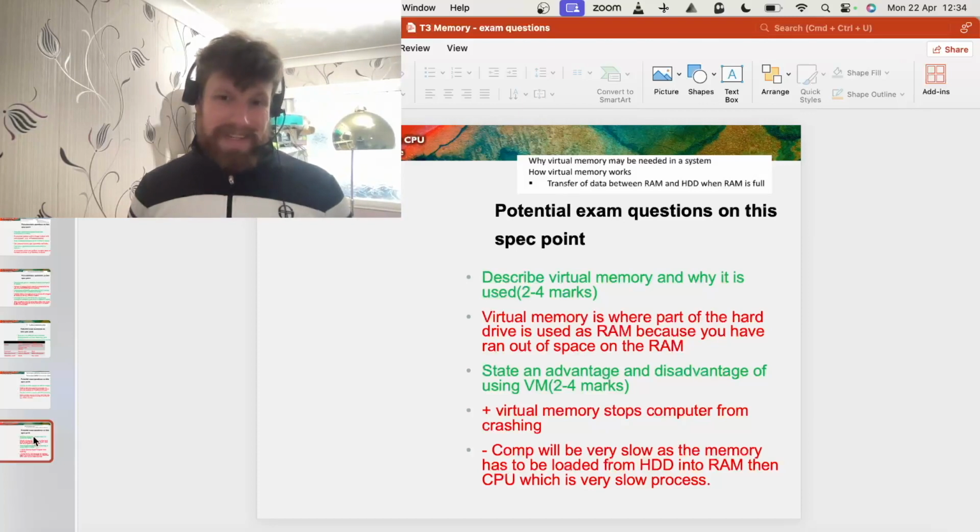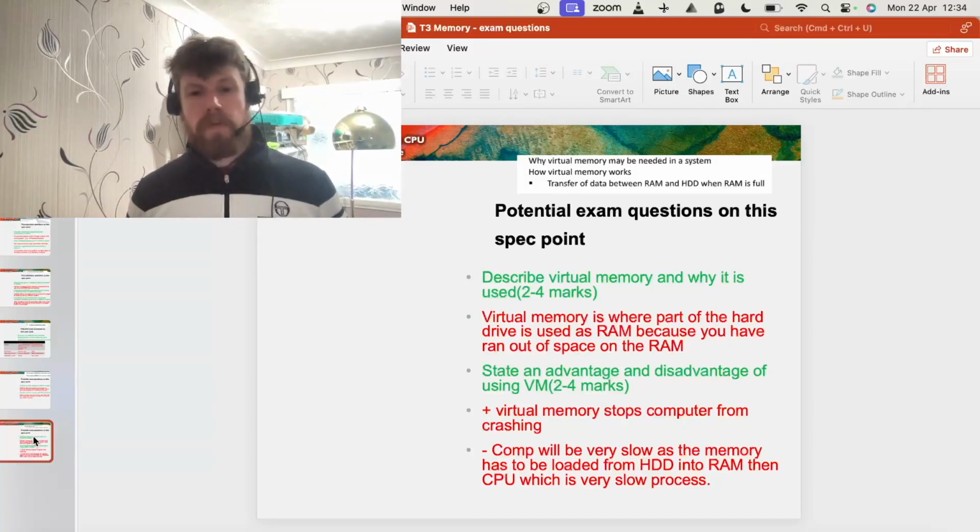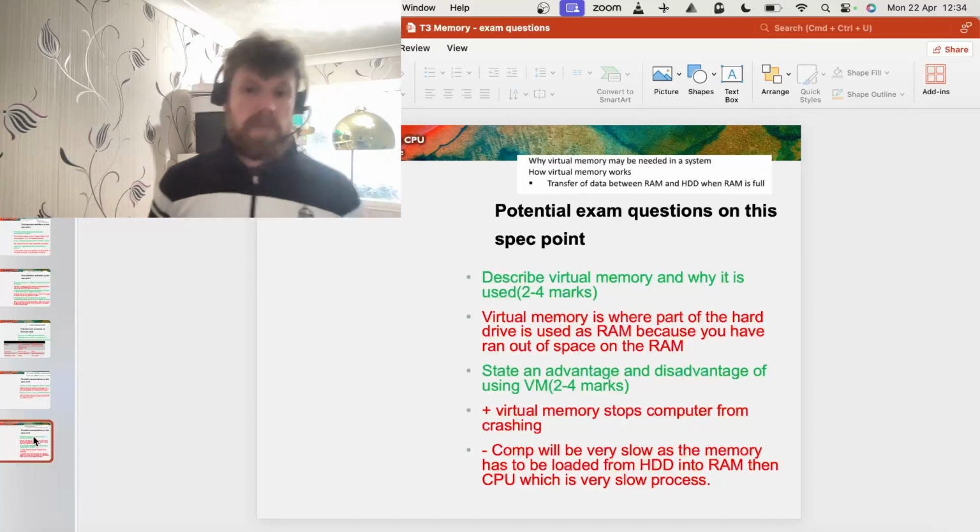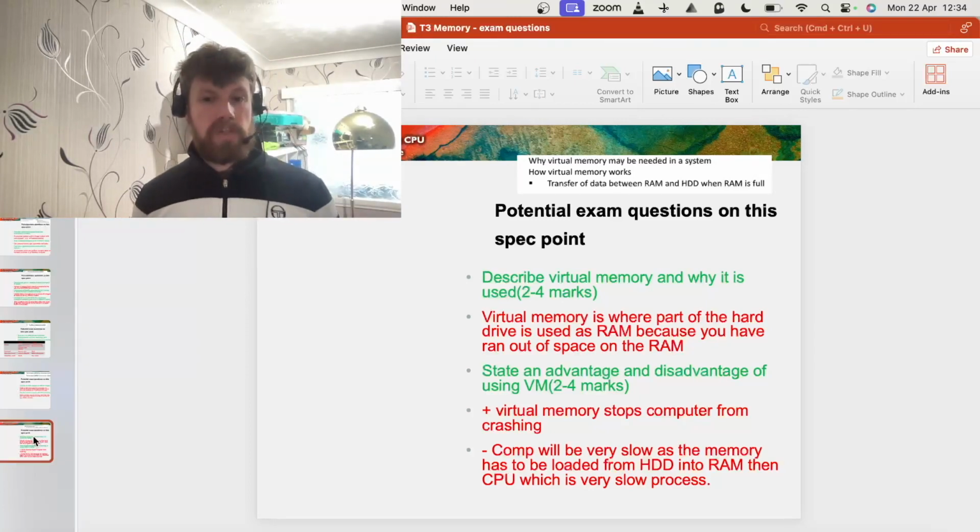The last one we're going to look at today is virtual memory. The questions that we could get are: describe virtual memory and why it is used. Virtual memory is where part of the hard drive is used as RAM because you have run out of space on RAM. So that describes that point.